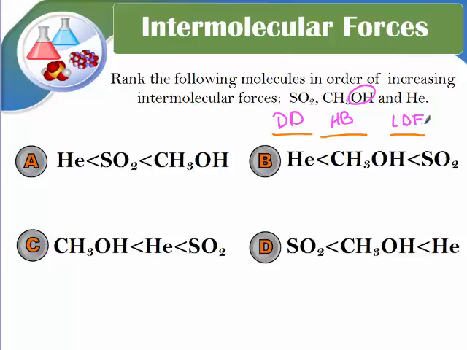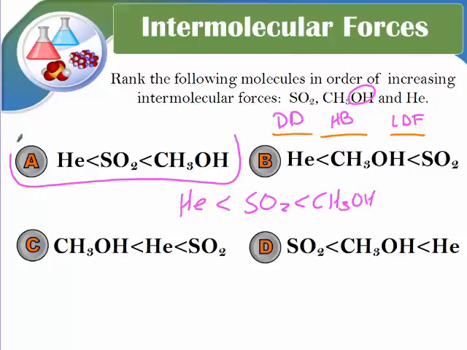And since we want increasing IMF, we want weakest to strongest. LDF is the weakest, so helium is the weakest. Then dipole-dipole, and then hydrogen bonds, or A.